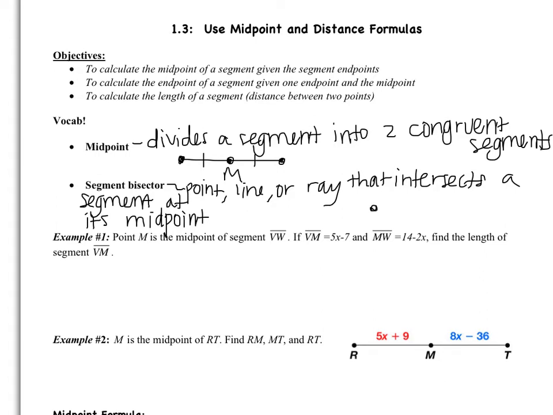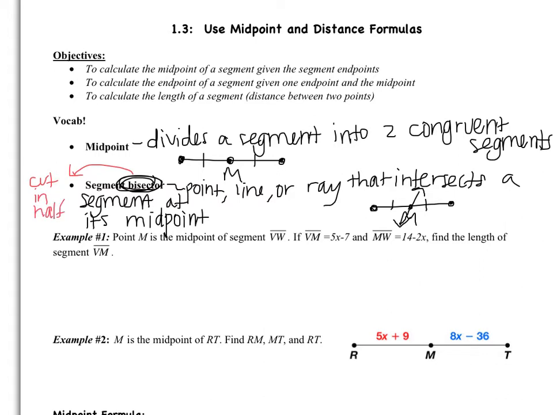Okay, so we have some segment, it has a midpoint. We know it's a midpoint because it creates two congruent segments. A segment bisector just means that something goes through that midpoint. So a line, ray, just that point. So that line that I just drew would be a segment bisector. Bisect just means to cut in half. So that's the non-fancy definition. So maybe write that down. Just means to cut in half.